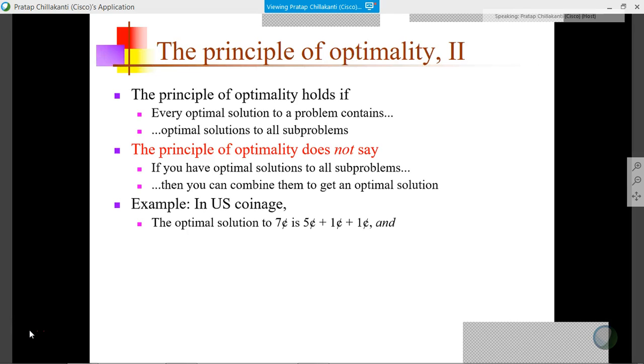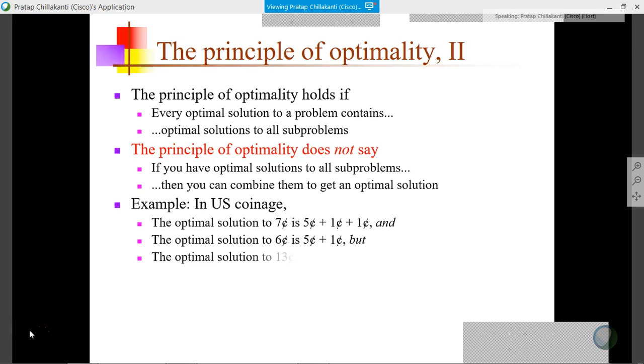What is the optimal solution for 7 cents? Because we have a 5-cent denomination and a 1-cent denomination, we say 5, 1, 1. Okay. The optimal solution for 6 cents is 5 cents plus 1 cent. Agree? Right? Because we have those denominations.